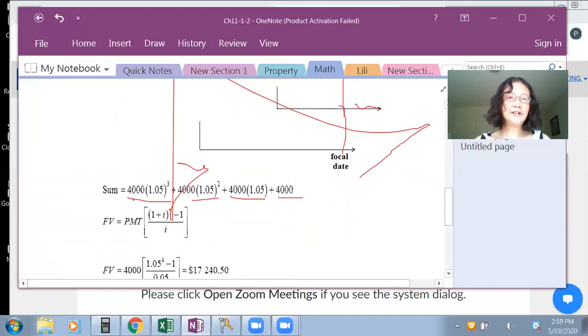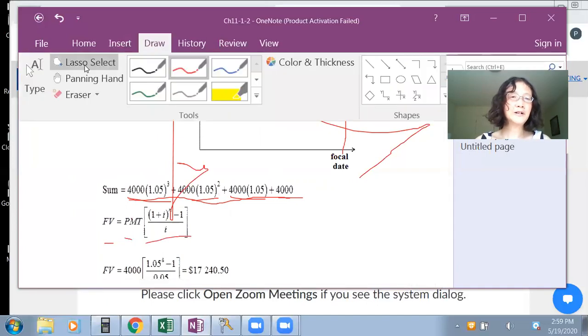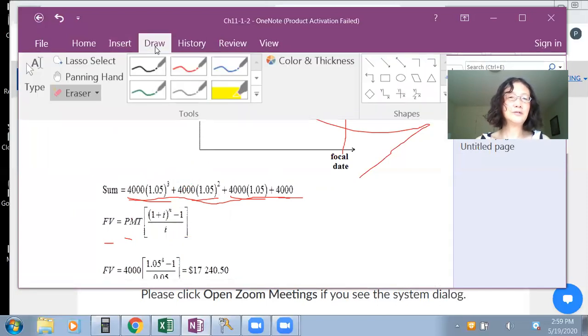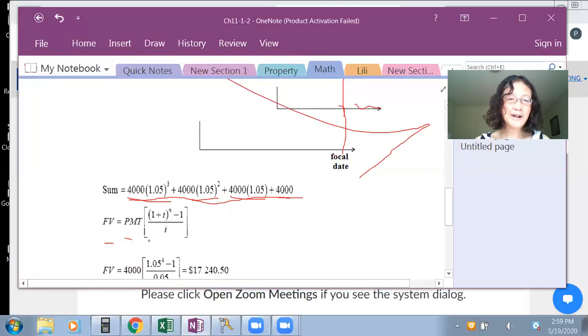Mathematically, this is actually the geometric series. If you add them all, do a little bit of algebra, you are going to get this formula: future value equals payment multiplied by this bracket.